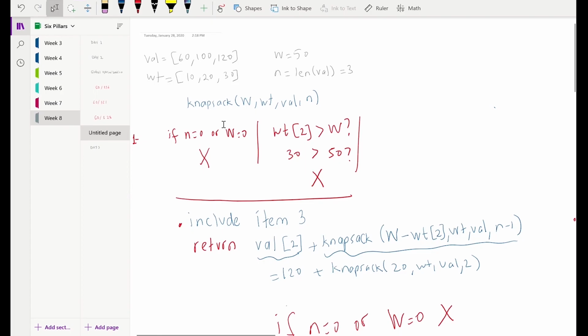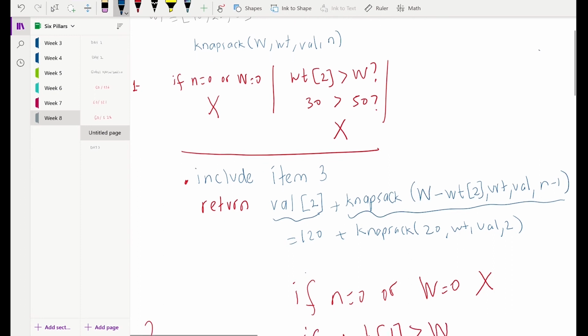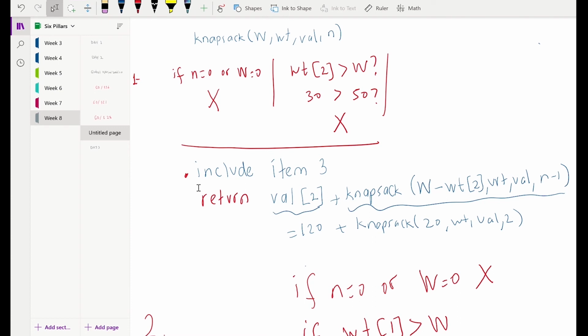Let me show you what is really going on behind this algorithm. If you cannot set your mind at the beginning, this method will really help you. And then you will start thinking in an algorithmic way. First, we check if n is equal to 0 or W, the capacity, is equal to 0. So these conditions don't satisfy. The second if condition in our code is if the weight of the last item is greater than the capacity. So this is not satisfied as well.